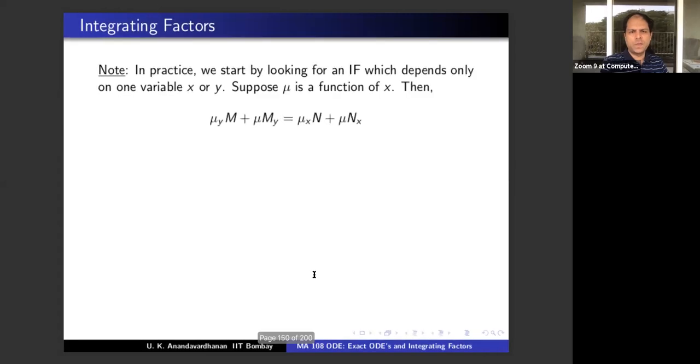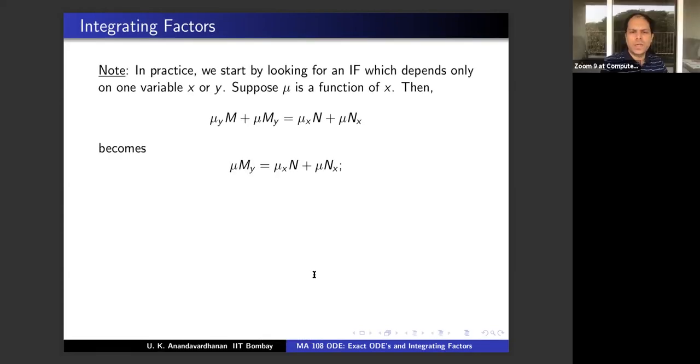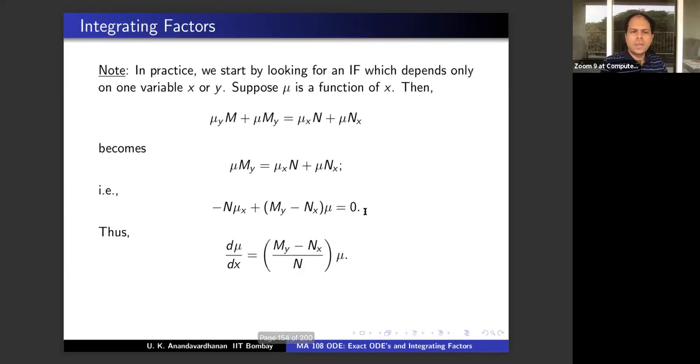So that's what you will do. Suppose mu is a function of x. Then this equation becomes what? If mu is a function of x alone, then mu y is 0. So it becomes mu my equal to mu xn plus mu nx, and that is good. That means minus n mu x plus my minus nx times mu is 0. And that is same as saying d mu by dx equal to my minus nx divided by n times mu.